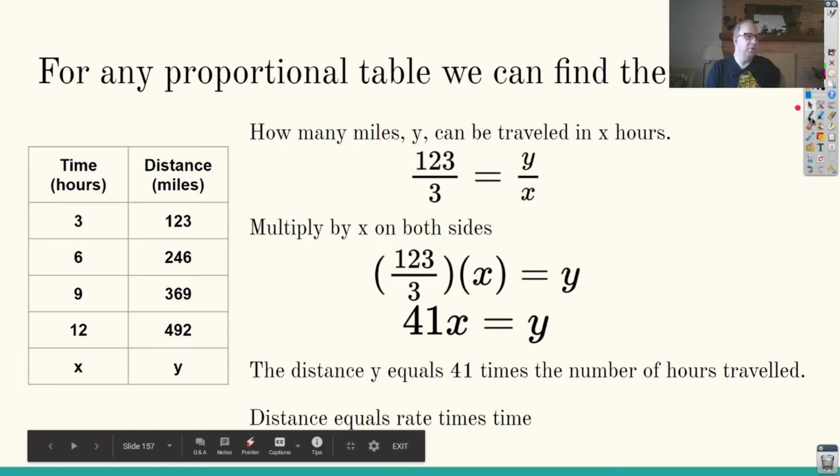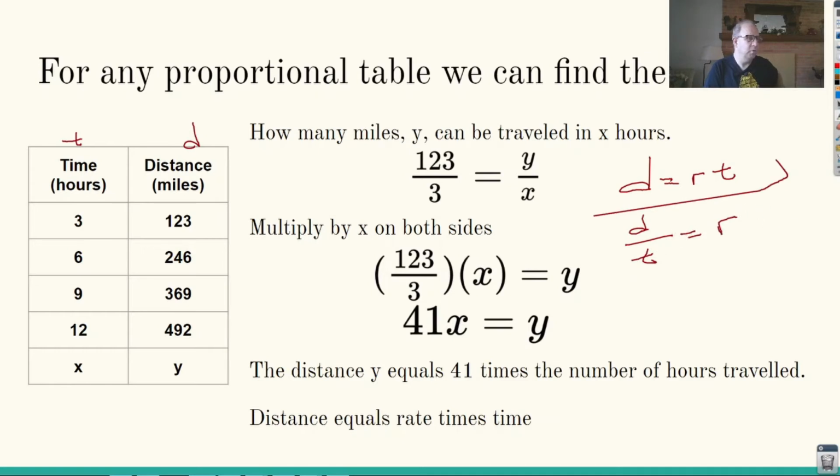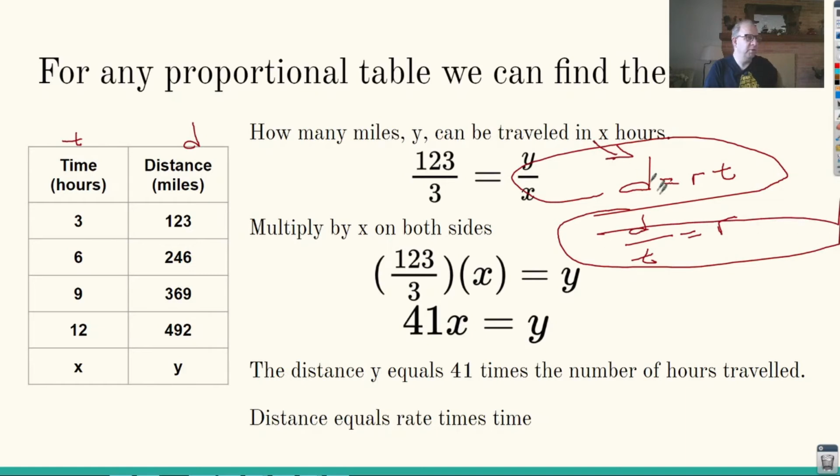So on this one, you may see a lot in the coming years, distance equals rate times time. So distance divided by time equals your rate. Always remember that, because you will often be given this equation, but you'll have to say, well, distance divided by time equals my rate. Or you can say distance divided by the rate equals your time.